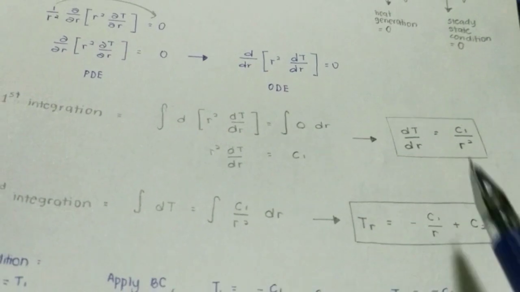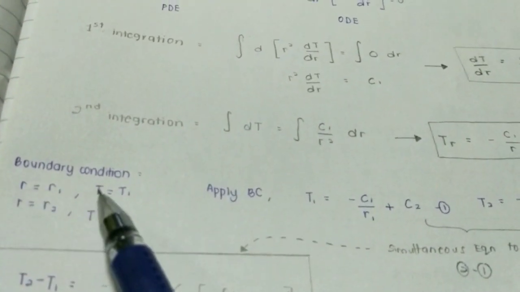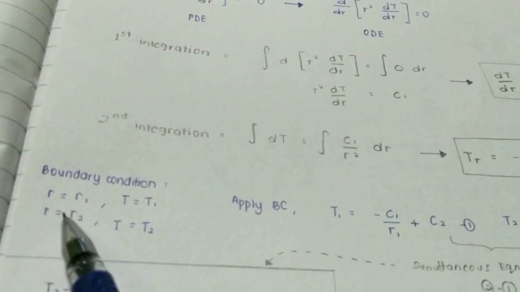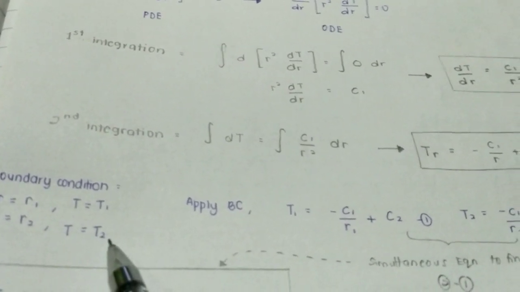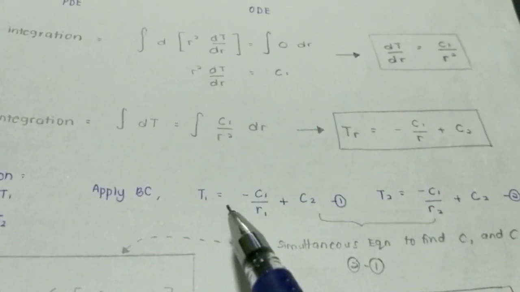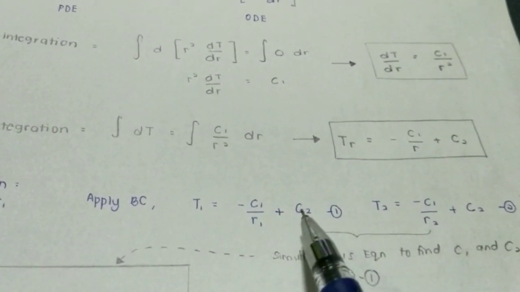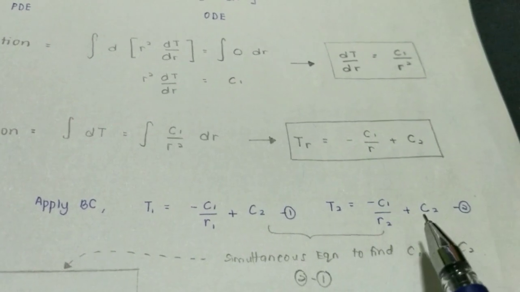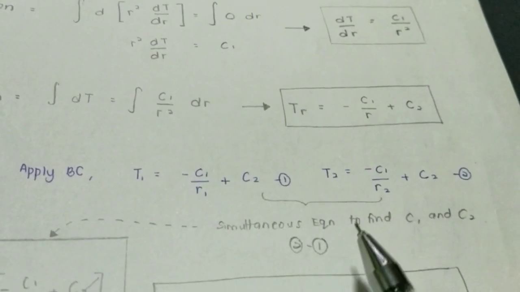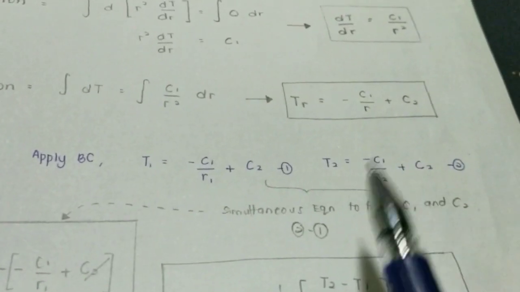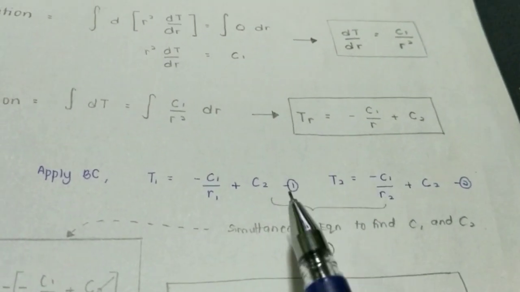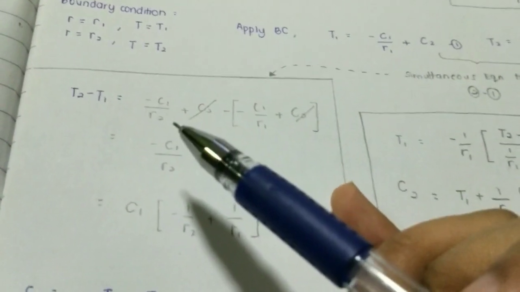to this equation. Next, for the boundary condition, R equals R1, R equals R2, T equals T1, T equals T2. When applying the boundary condition, I get T1 equals this equation and T2 equals this equation. So we will solve simultaneous equations in order to find C1 and C2. Okay, so the second equation will minus the first equation. So for C1 I get this equation, and C2 I get this equation.